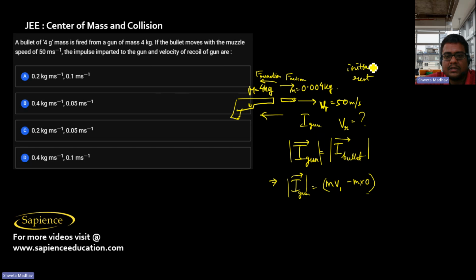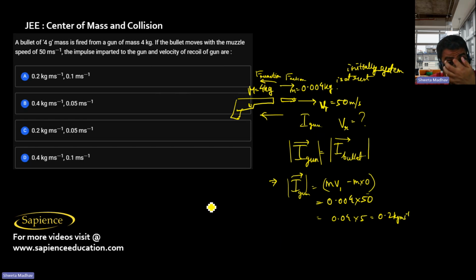Since initially the system was at rest only. So m, that is 0.004, into v1, that is 50. This will be equal to 0.04 into 5, that is 5 fours 20, so 0.2 kg meter per second.